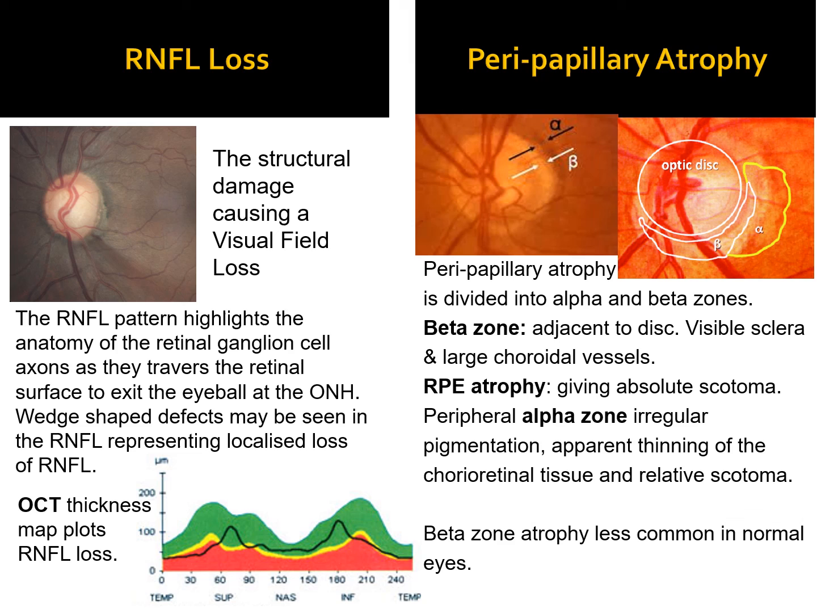Peripapillary atrophy, we've got the alpha and beta zones. The beta zone is the one that's actually adjacent to the disc, and you're looking at basically visible sclera. The alpha zone is further out. It's apparent thinning of the chorioretinal tissue and a relative scotoma. The beta zone, though, is less common in normal eyes. It's a subtle one. I don't think I would ever refer based on that alone, but it's another piece of evidence you might put in, saying yes, we've got this, and there's a beta zone expansion.